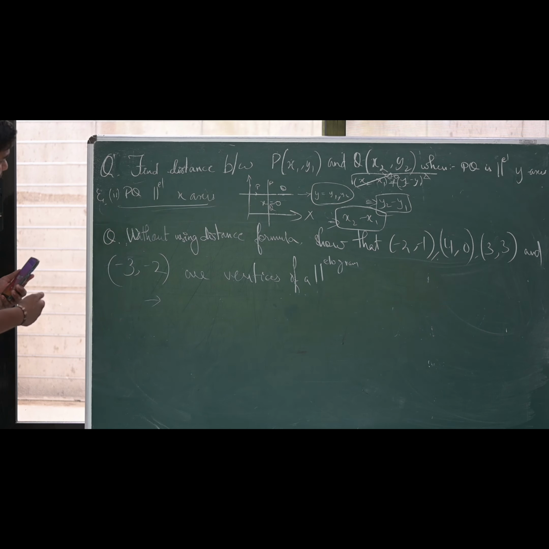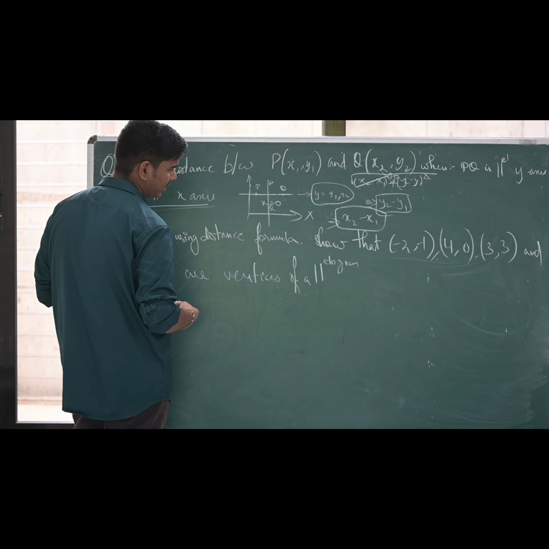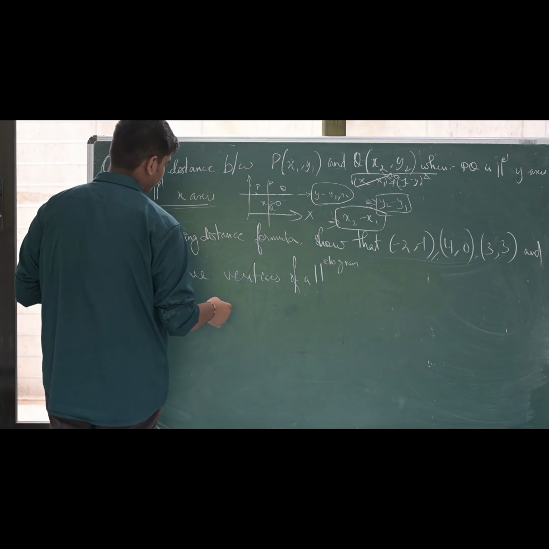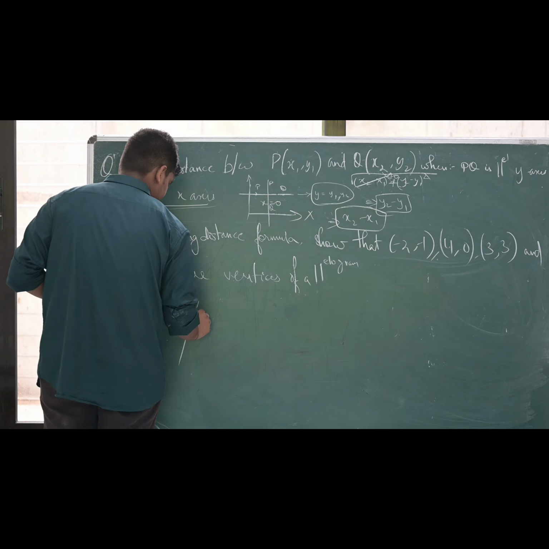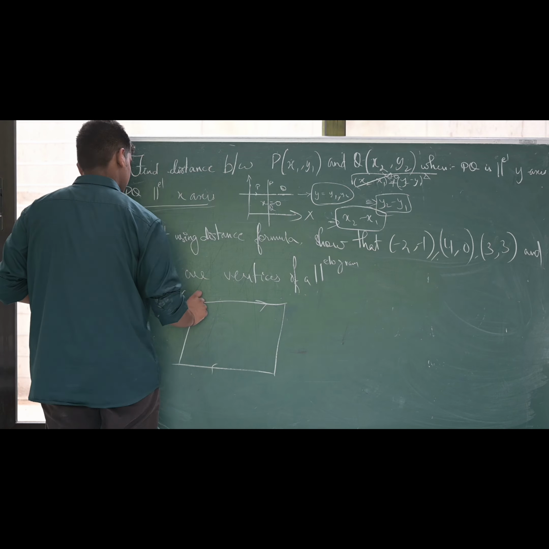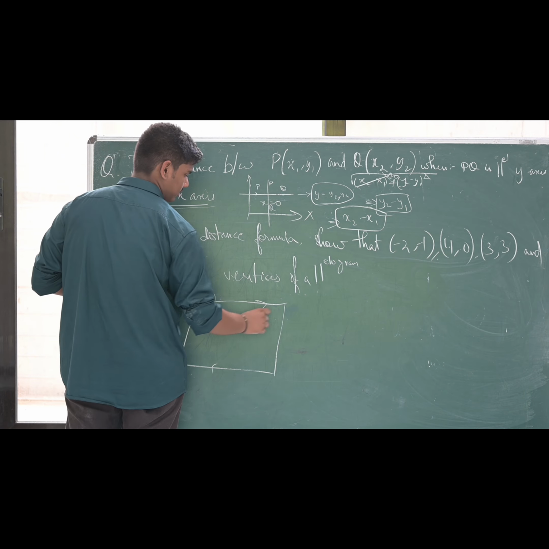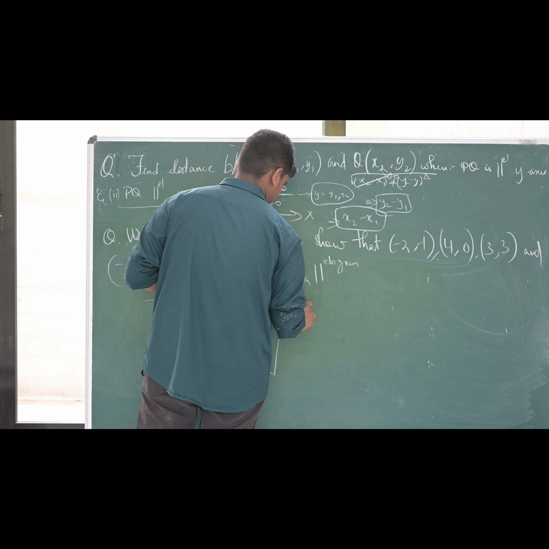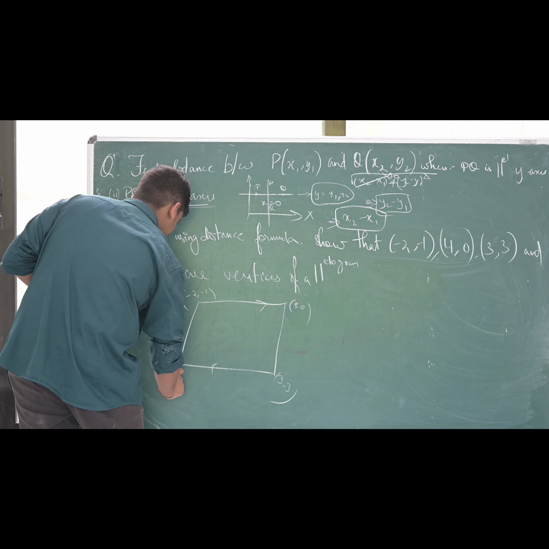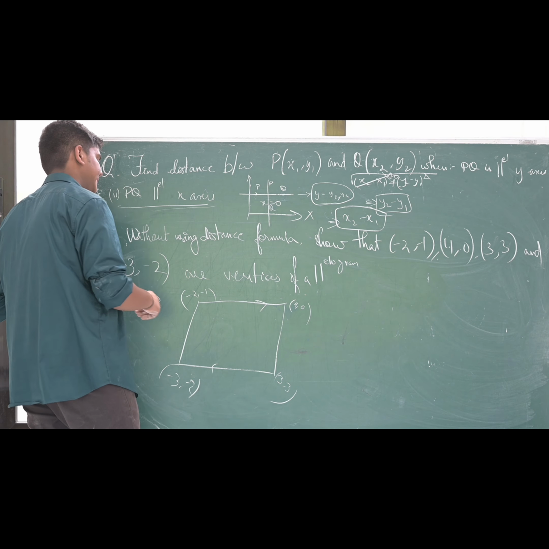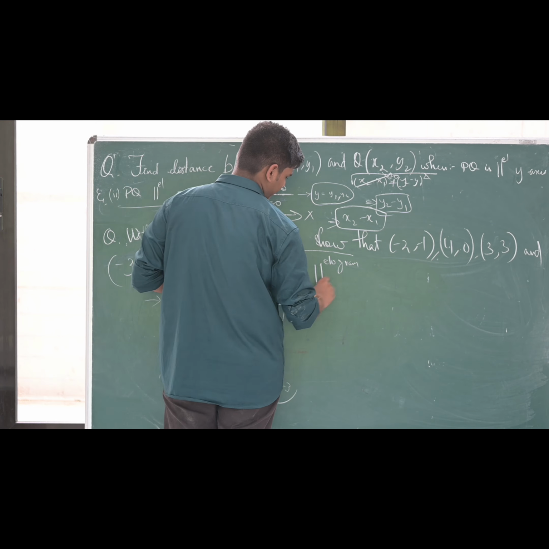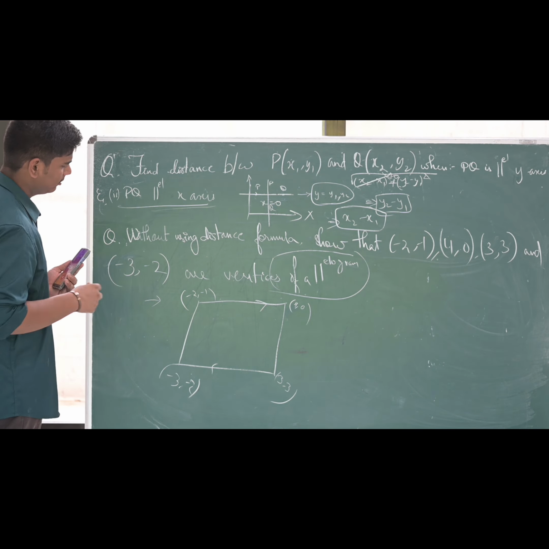So let's see the next question. Without using the distance formula, show that (minus 2, minus 1), (4, 0), (3, 3), and (minus 3, 2) are vertices of a parallelogram. Let's draw a parallelogram really quick. Okay? Now take these points: (minus 2, minus 1), (4, 0), (3, 3), and (minus 3, 2). Taking this case, I have to prove that it's a parallelogram.